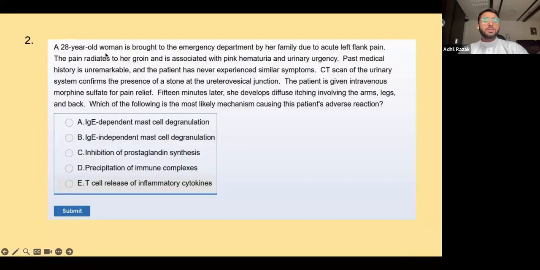Next question. A 28-year-old woman is brought to the ER by her family due to acute left flank pain. The pain radiates to her groin and is associated with pink hematuria and urinary urgency. All of this is just fluff in the question. Nothing in the history, has never experienced similar symptoms before, presence of a stone at the urethrovesical junction, given IV morphine sulfate for the pain relief. Since you know what topic we're on, this should kind of give you away what exactly we're talking about. 15 minutes later, she starts itching in her arms, legs, and back. Which of the following is the most likely mechanism causing this patient's reaction?